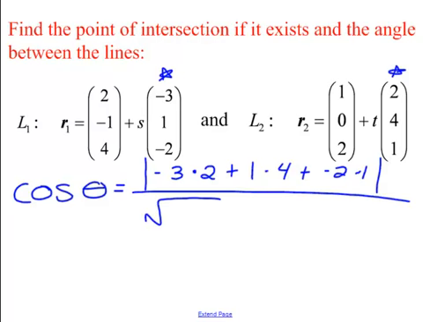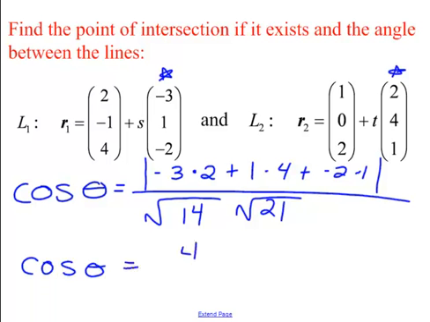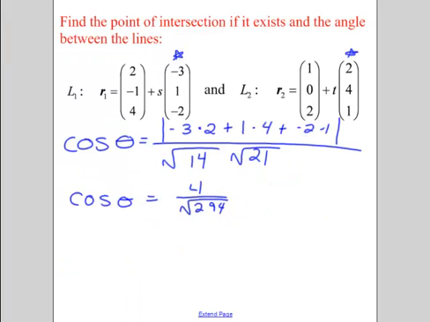all over the length of each of them. So the square root of 9 plus 1 plus 4 is 14 times 4 plus 16 plus 1, square root of that is square root of 21. Therefore, on the top, the cosine of theta equals 4 over the square root of 294. If I do cosine inverse, theta therefore equals 76.5 degrees. So these two equations meet at an acute angle of 76.5 degrees.